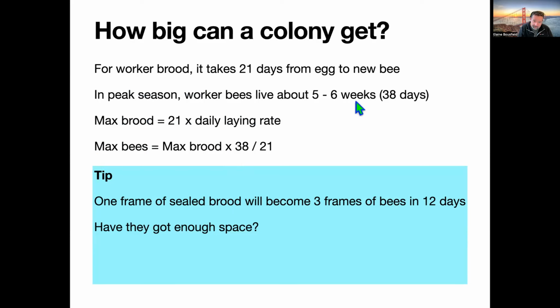And I've assumed in the summer when they're busy, the workers last about 38 days. So if you wanted to work out how many bees you will get from that brood, it will be the maximum brood times 38 divided by 21. The other thing is, when you're looking at sealed brood in a hive, bear in mind that that's going to turn into bees quite quickly, and one frame of sealed brood is going to be about 3 frames of bees. So be aware of the need for space.